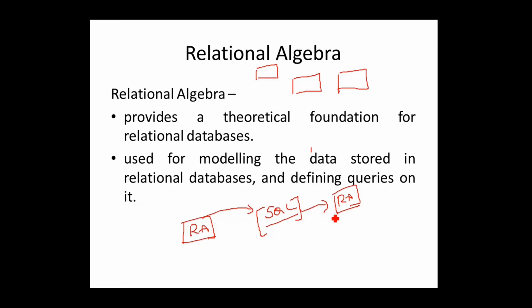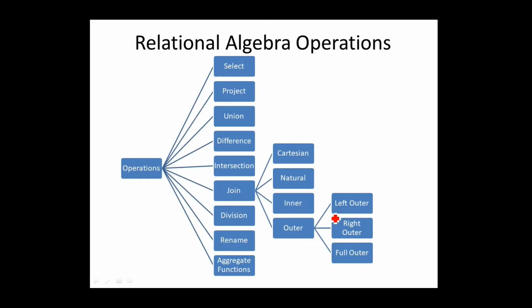So we'll see what this relational algebra is and what the operators in relational algebra are. We have the select operation. These are the operations, for instance: select, project, union, difference, intersection, join. We're going to learn these many types of join: Cartesian, natural, inner, and outer joins. With respect to outer join, we have left outer, right outer, and full outer join. Then the division operation, rename operation, and some aggregate functions. So these are the operations supported by relational algebra.